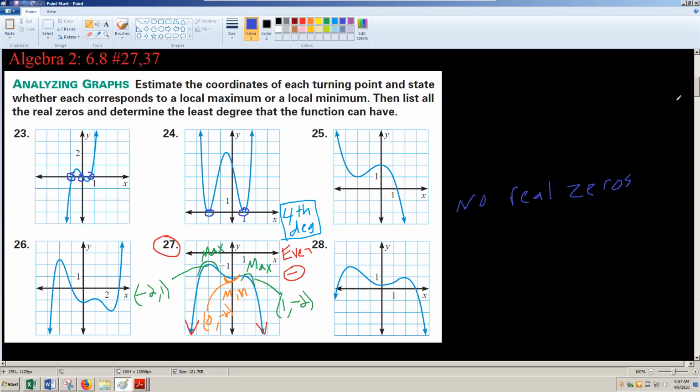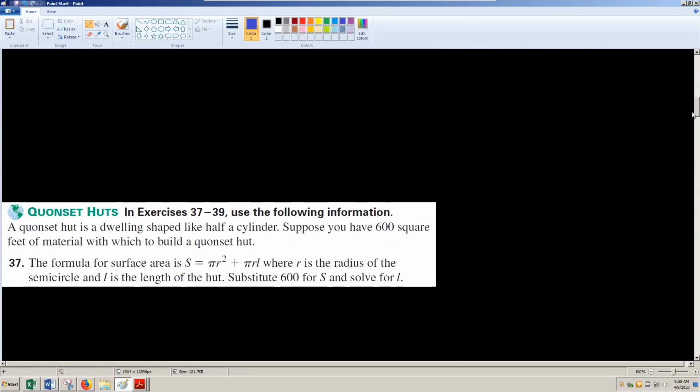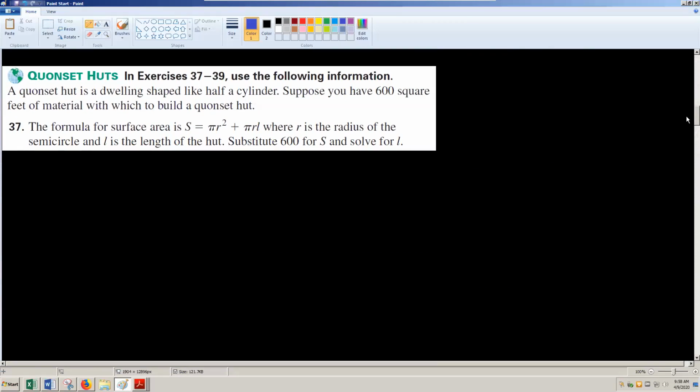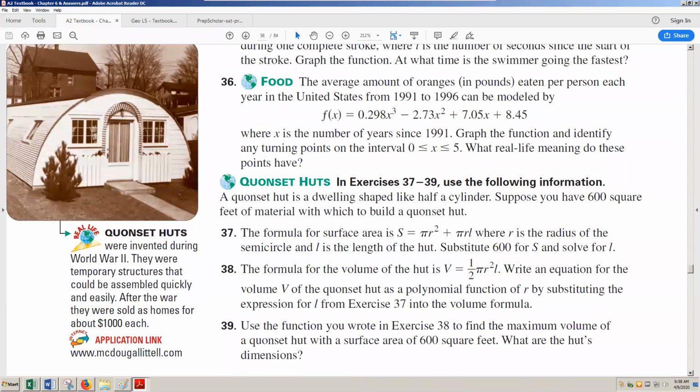Perfect. Let's look at 37 next here. So we're given some information about these dwellings. I guess it would be kind of cool to include a picture with it.